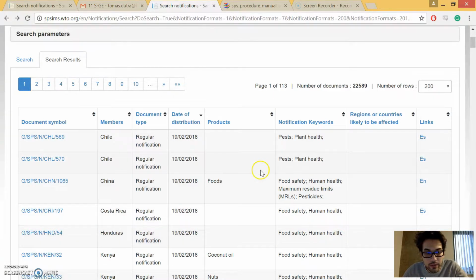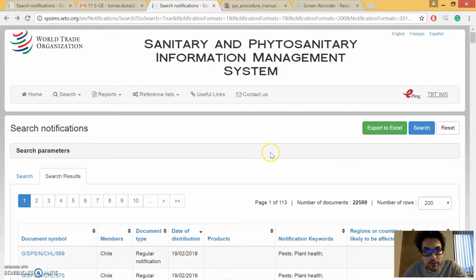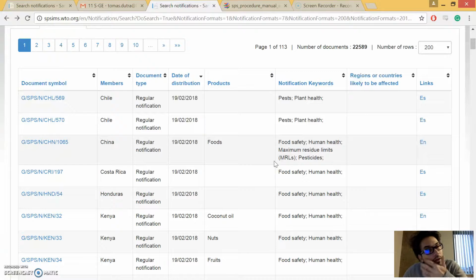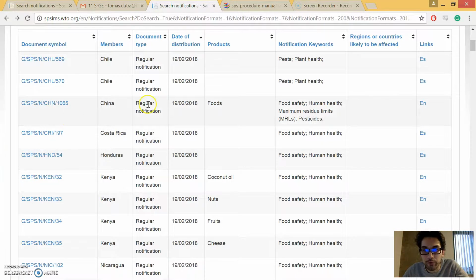So, I think you can see my screen now. This is the SPS website with all of them here. The thing you have to scrape is what I mentioned before in our conversation on Skype, which is if it's a trade facilitating measure or not.